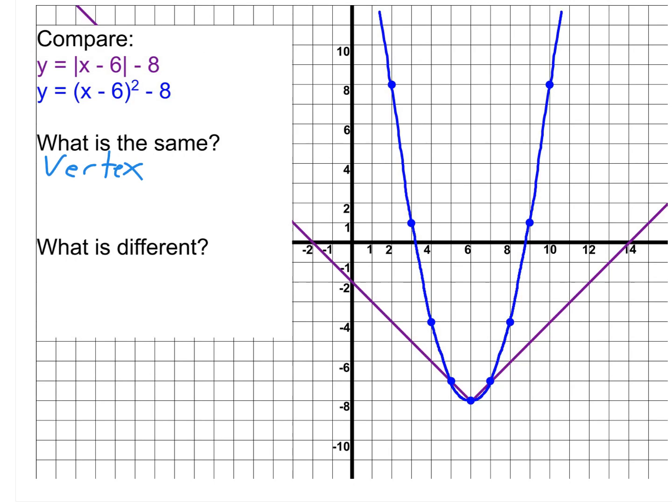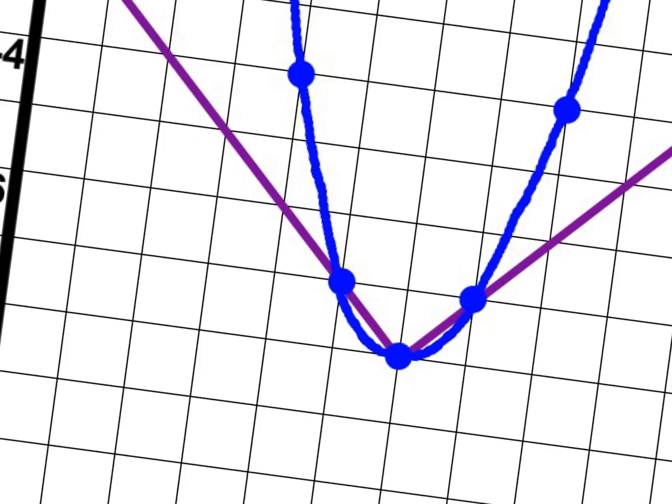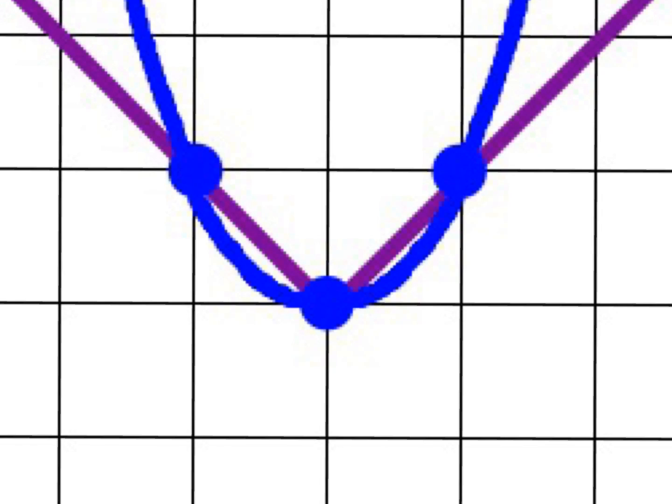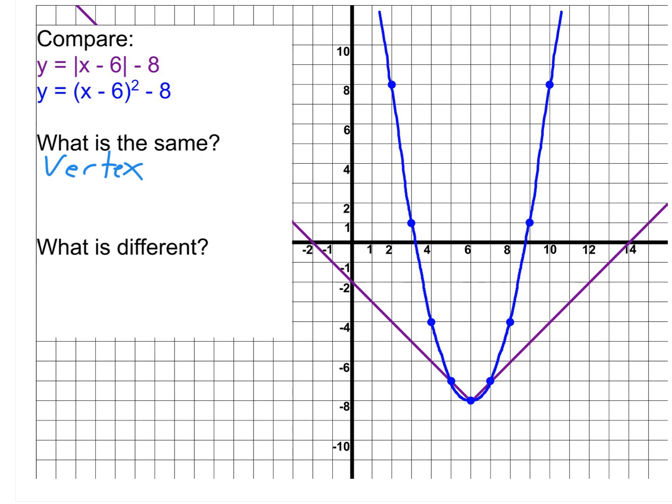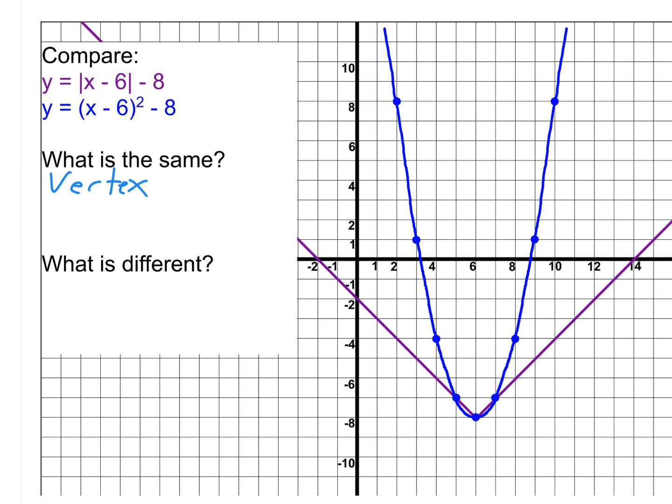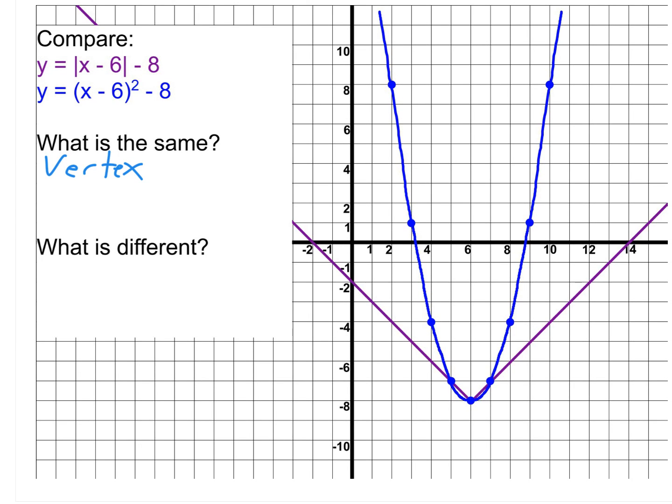Yeah, 1, 1's the same, right? In fact, really, there's 3 points that are the same, right? We got the points, that starting point of the vertex, and then there's the over 1 and up 1 on both sides of it. So we got 3 points then that are the same. Okay. What else is the same?